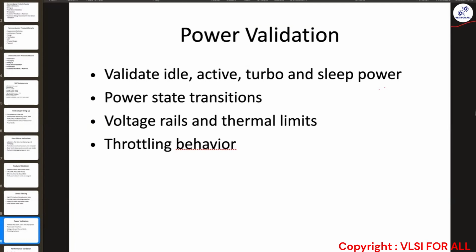At the same time, when it goes to low power mode, like in sleep, it should go to a particular CPU state, or in hibernate it should be another one. All of those things are already defined, and you may have to check whether your CPU states are as per your definition, whether it is in that particular state or not.